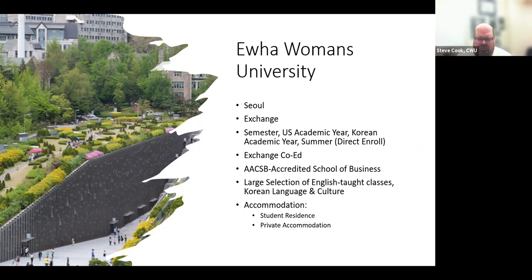You can do either semester, a US academic year or Korean academic year. Korean academic year, like in Japan or Australia, generally follows the calendar year. So the first semester will start in early March and run until about June. And then there'll be a break. The second semester of the academic year will start in September and run through December.